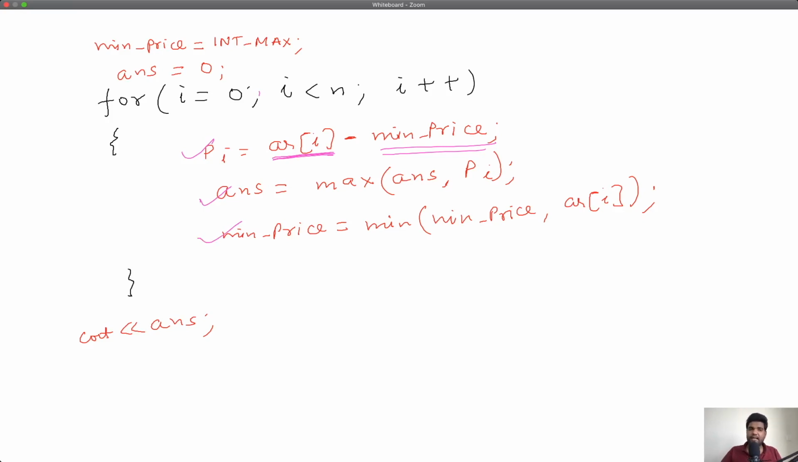Now there is still one catch here, which is that on the 0th day you will not be able to make anything, because if you sell on the 0th day, P0 will actually be 0 since you cannot buy on a day before 0. So what you can do here is start your loop with 1 and assign your min price to array 0, so that you start computing from P1, P2, P3 and so on. And whenever you are computing P1, you are using the price on that day minus whatever you have seen so far.